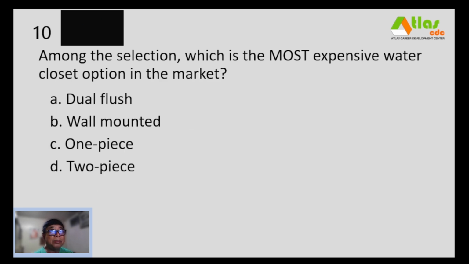Question number 10. Among this selection, which is the most expensive water closet option in the market? Letter A, dual flush, B, wall mounted, C, one piece, and D, two piece. 10 seconds.